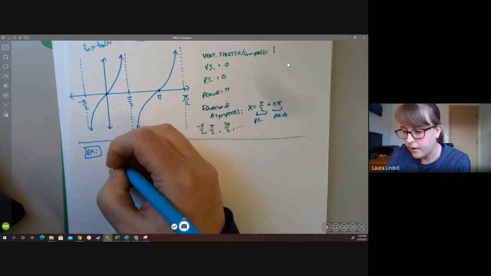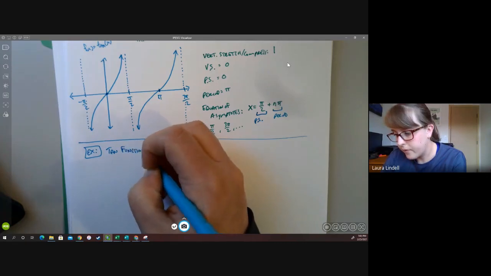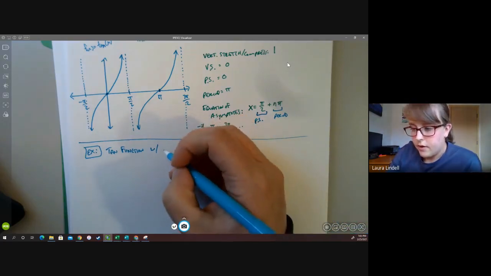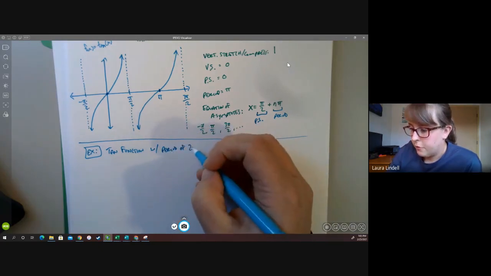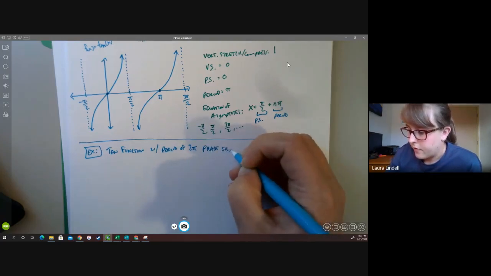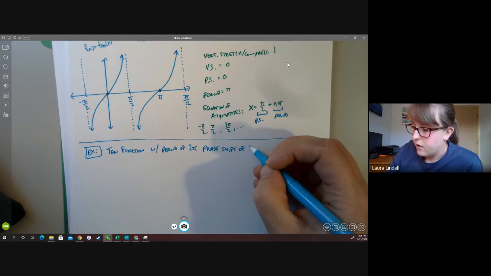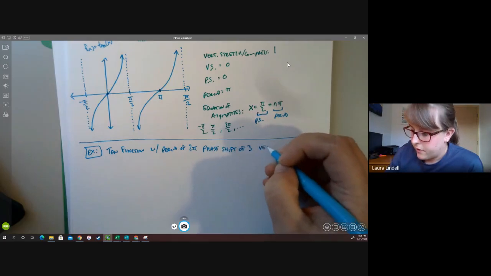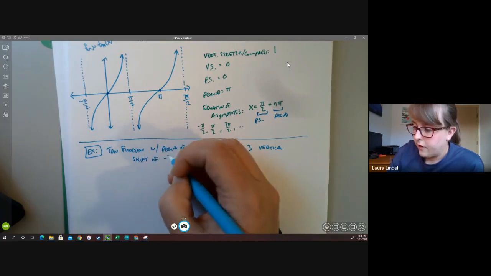We want a tangent function with, let's see, a period of 2 pi, phase shift of, we'll go with 3, vertical shift of -7.